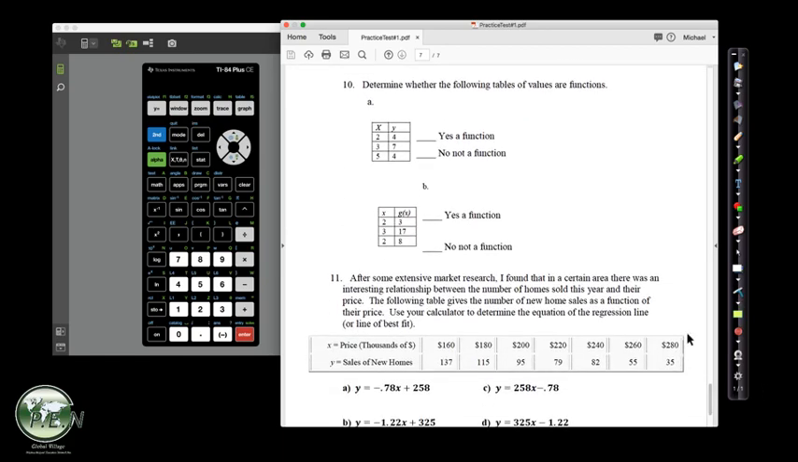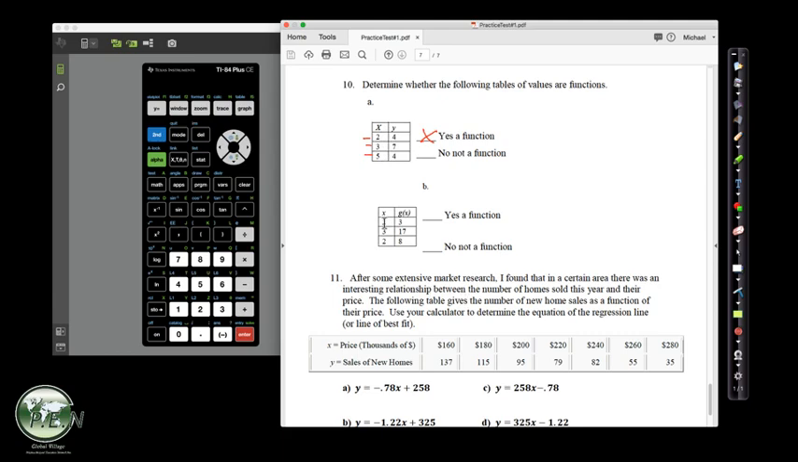Okay, determine whether the following tables are functions or not. So what we're looking at is the inputs. First of all, I've got 2, 3, 5. The inputs are all different. It's guaranteed to be a function. Each input has its own output. It's okay that it's repeated, that the 2 shares a 4 with the 5. Each input has only one output.